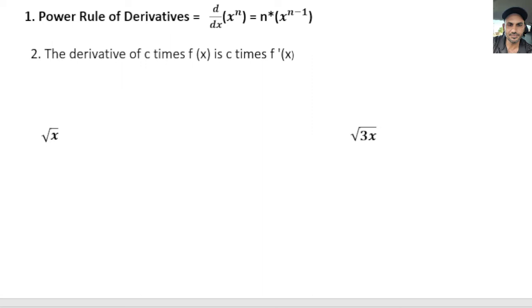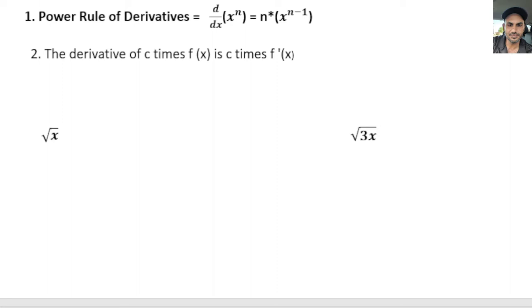Hello, welcome everyone. This is another video where I'm going to demonstrate how to use the power rule when we're using root functions, square root or cube root, whatever the functions are. So let's take a look at this right here. Let me just close this real quick.